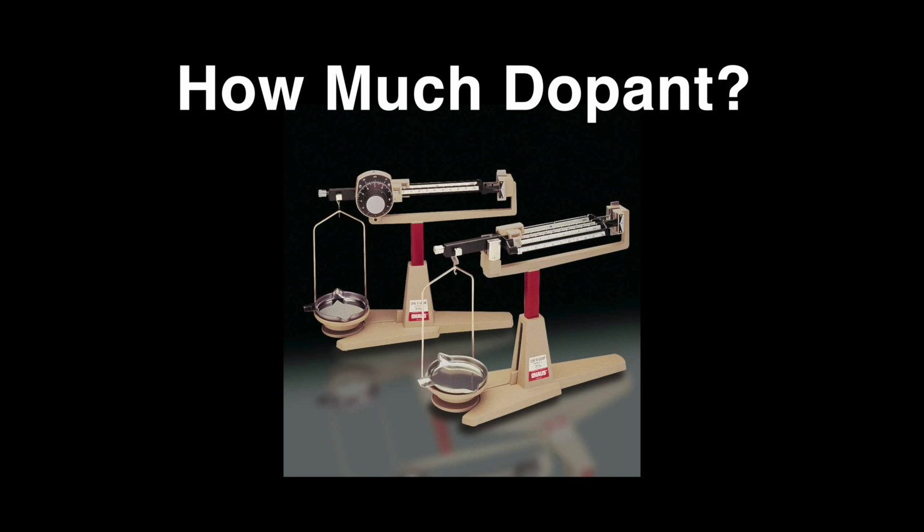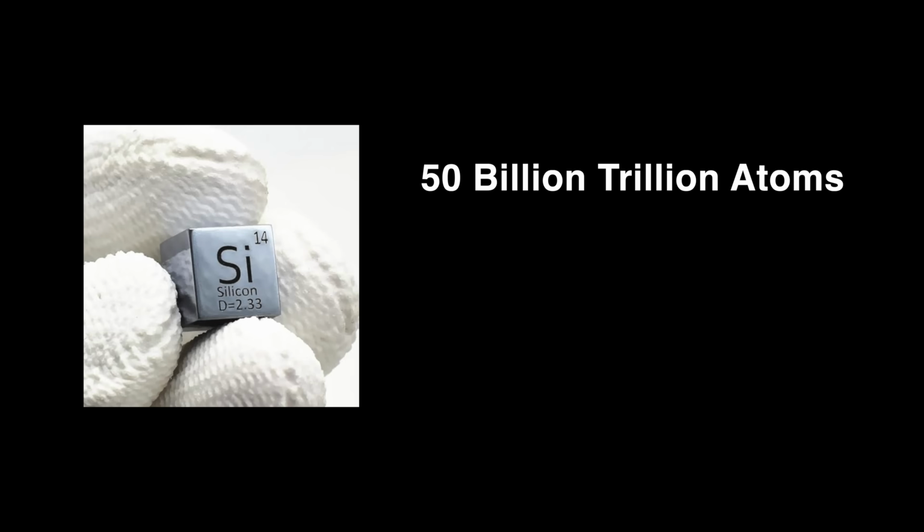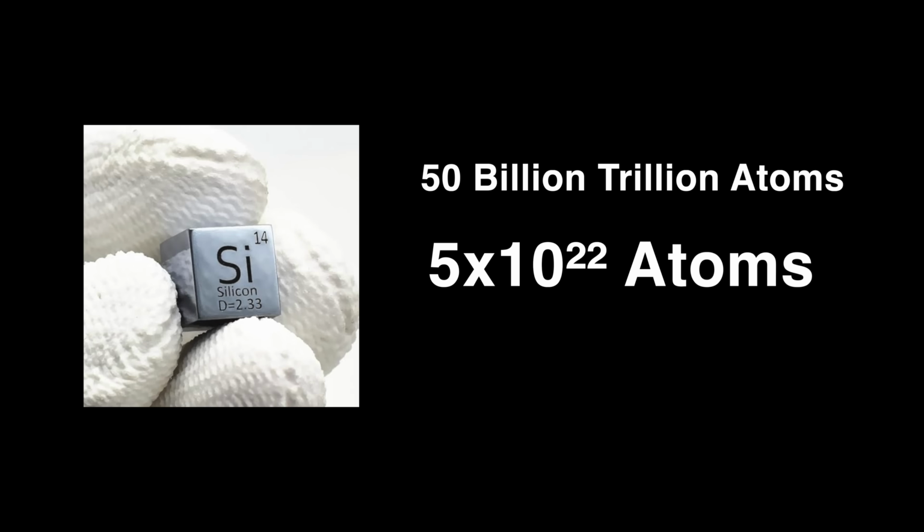Okay, so now that we know what elements we want, the next question is, how much dopant do we need? What are the limits? To start, 1 cubic centimeter of silicon has about 50 billion trillion atoms. That's a very large number, so it's easier to just use scientific notation. There, much better. We've got 5 times 10 to the 22 atoms per cubic centimeter.